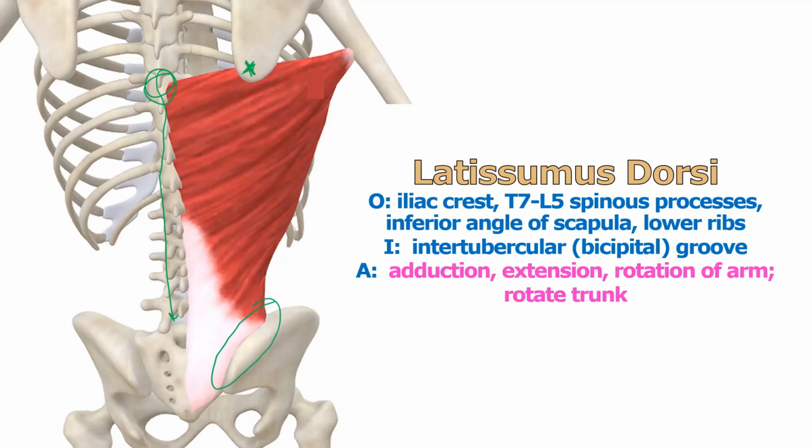And again, because it is attached to the arm bone, its primary action is to adduct. Adduct again means to pull it back toward the body like this. Extend, rotate the arm. Since it's so large, when you do contract it, it can contribute in a significant way to rotation of the entire trunk. This is innervated by spinal branches, or rami, C6 to C8.